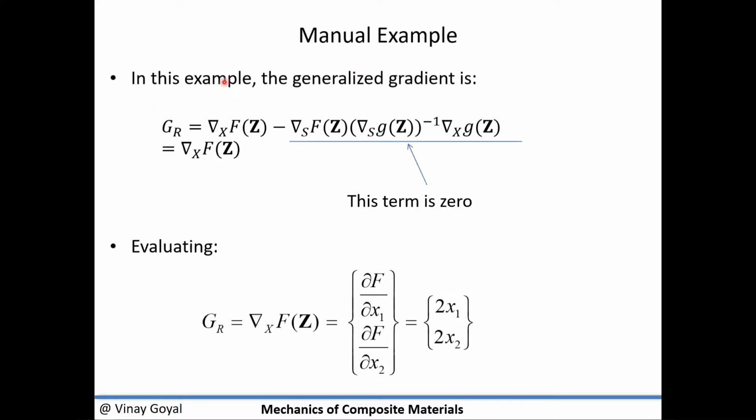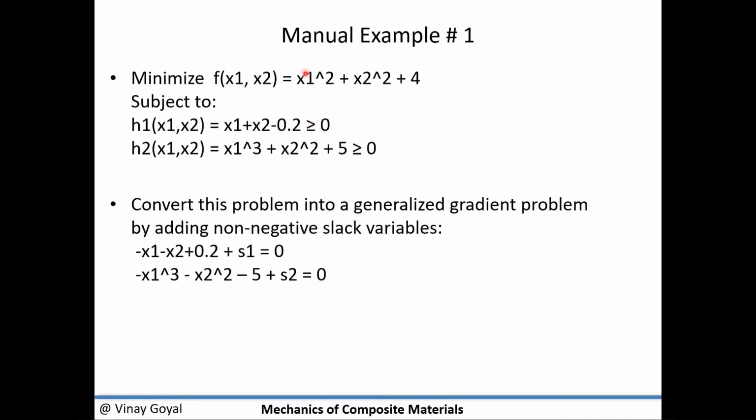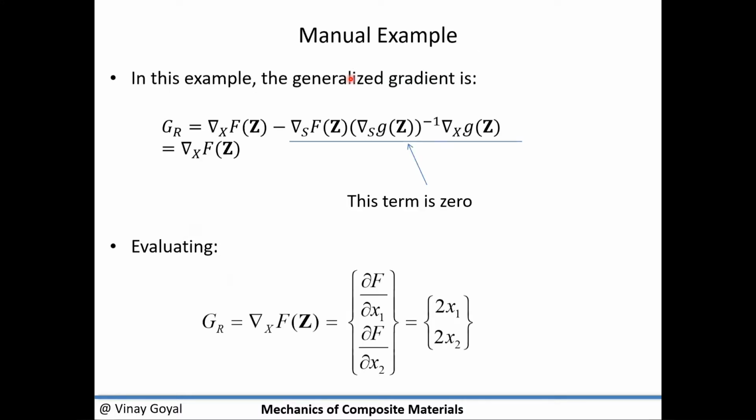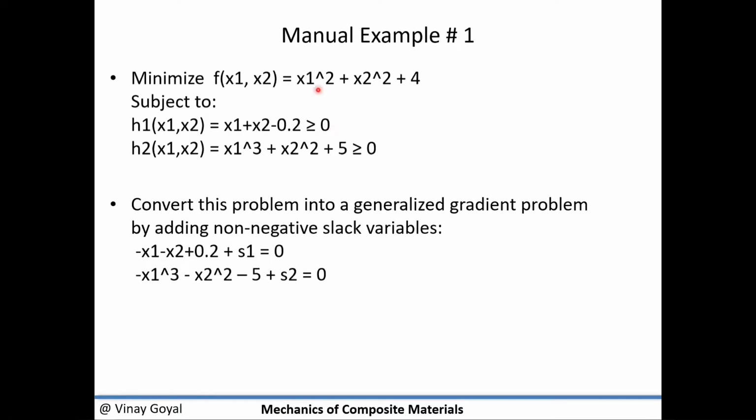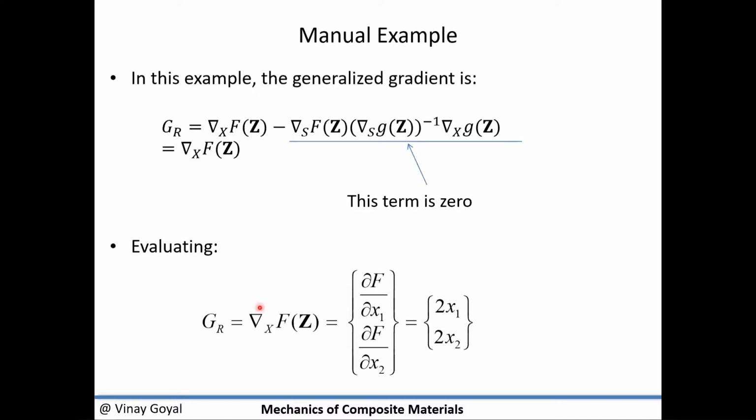In this example, the generalized gradient actually reduces quite a bit because the function f in this example does not contain slack variables. As a consequence, the gradient of f relative to s is 0 and this whole thing goes away. So I'm left with the gradient of f relative to x, and I can evaluate that readily. So the derivative of f with respect to x1, the derivative of f with respect to x2. In our example, the derivative of f with respect to x1 is 2x1. The derivative of f with respect to x2 is 2x2. And you can see here that gives me the generalized gradient as 2x1, 2x2.